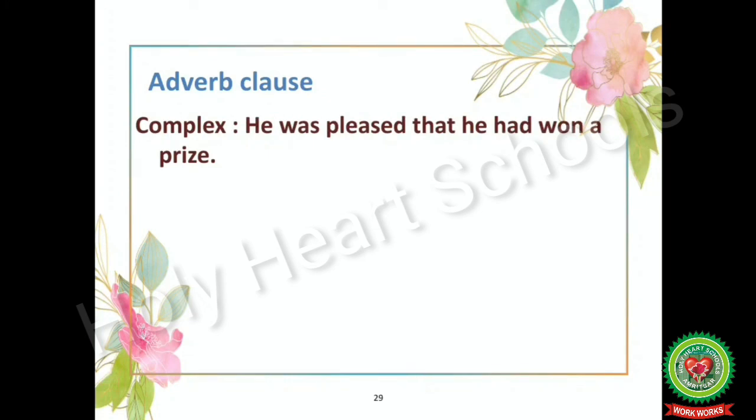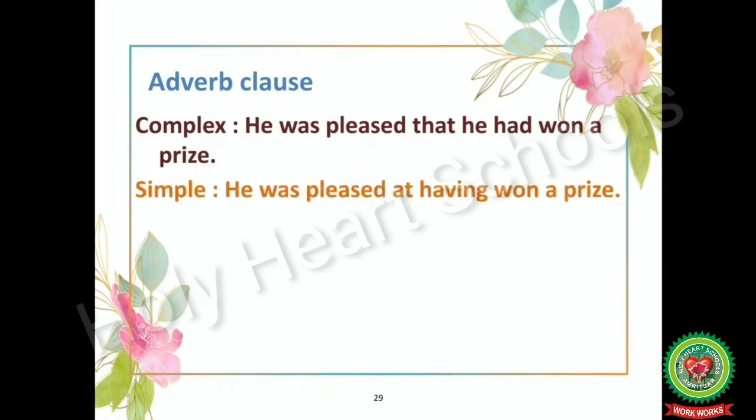Example number 1. He was pleased that he had won a prize. Now why was he pleased? He was pleased because he had won a prize. We can use the participle here, and that can be having won a prize, he was pleased. Or we can also write like he was pleased at having won a prize.